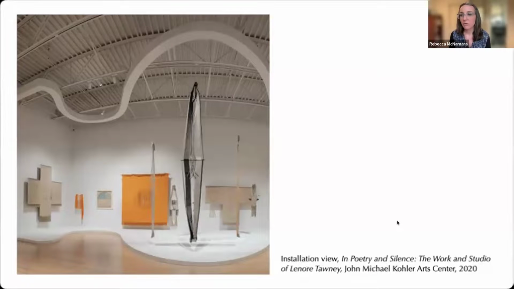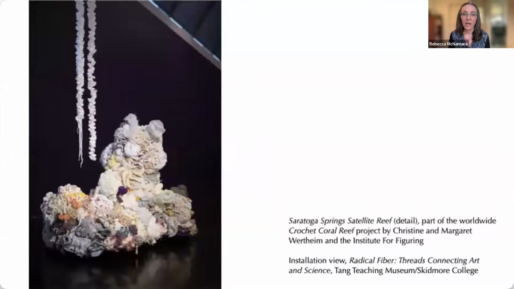And the same can be said of so many other artists. And another thing that artists can do that AI cannot is respond to current events and use materials in intentional ways that bring together nuanced historical and contemporary references. So this is an image that was part of the Radical Fiber Project. This is the Saratoga Springs Satellite Reef, which is part of the Crochet Coral Reef Project by Christine and Margaret Wertheim and the Institute for Figuring.